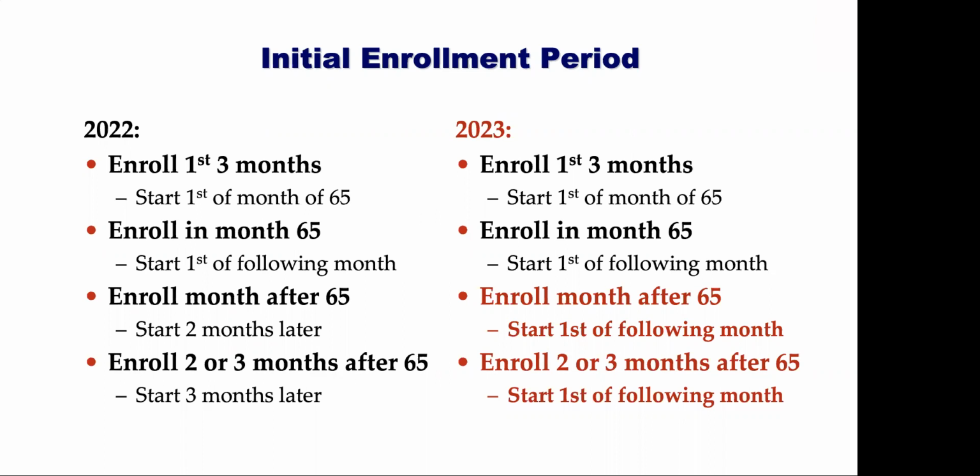Okay, thank you. If you enroll in the first 3 months before your 65th birthday, your coverage will begin the first of your birthday month. If you enroll during the month of your 65th birthday, your coverage will begin the first of the following month. Now, currently, we're getting to the end of 2022. Up until now, if you delayed enrollment until either of the last 3 months of the 7-month window, there would be an additional delay in when your Medicare coverage would start. This is changing in 2023, and that's what I'm going to focus on.